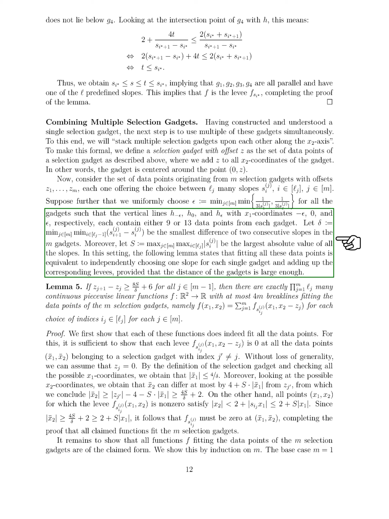We also define delta as the smallest difference between two consecutive slopes in the m gadgets. And we define s as the largest absolute value of all the slopes. With these definitions in place, we can state a lemma.